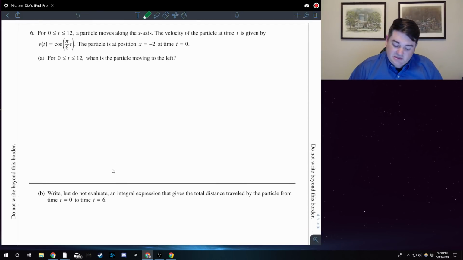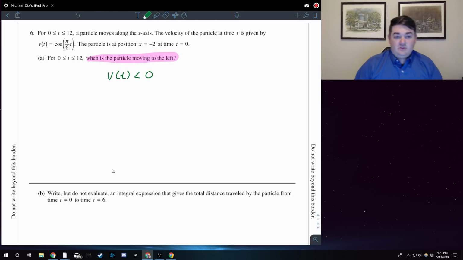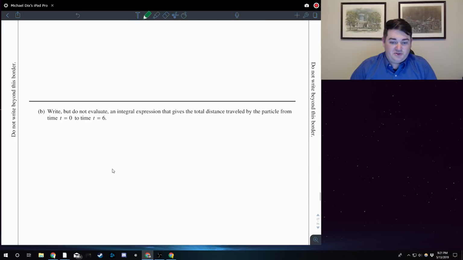Number 6, the velocity of a particle is given by v of t. When is the particle moving to the left? In other words, when is velocity less than 0? Shouldn't be too bad. B, write but don't evaluate an integral expression that gives the total distance traveled.